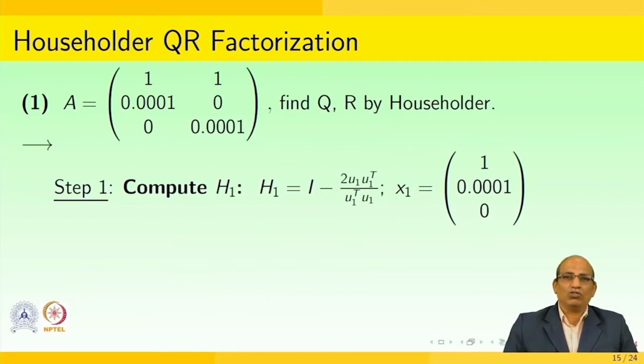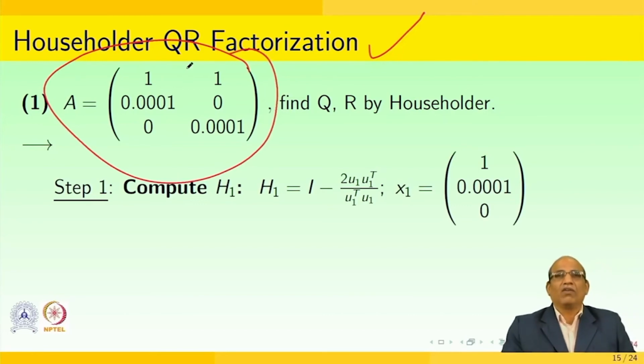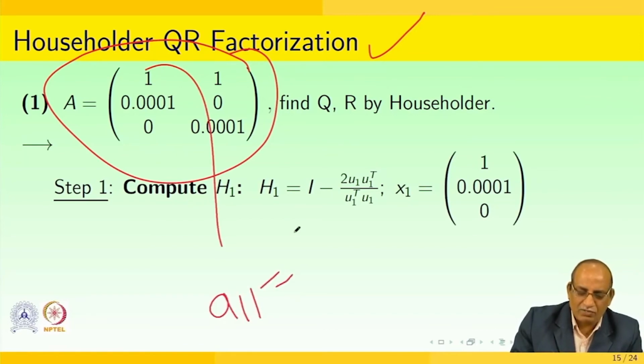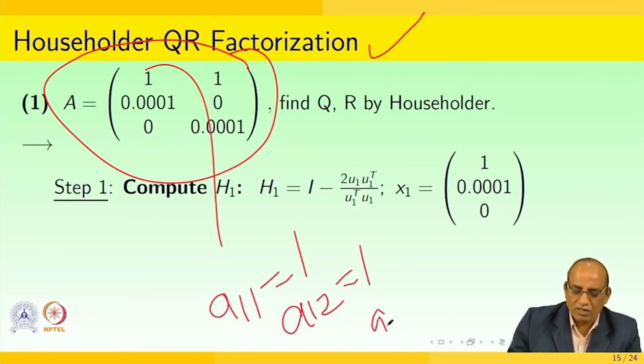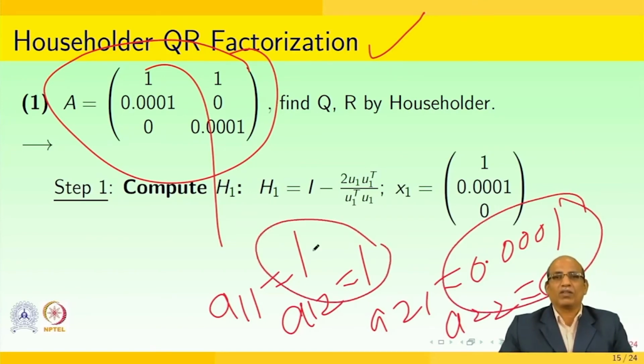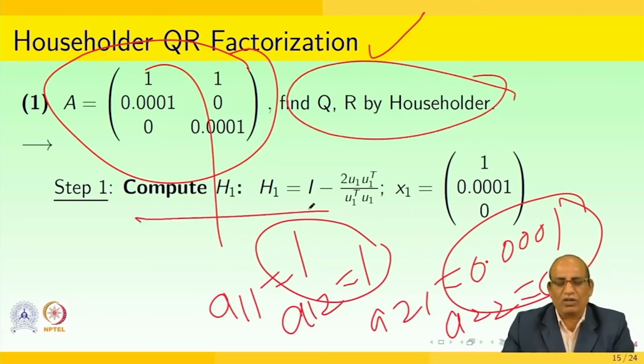So let us look into Householder QR factorization. The matrix A is a very sensitive matrix, because compared to this element, A11 is 1, A12 is 1, A21 is 0.0001, A22 is equal to 0. That means this is a very small element compared to 1. So by using the pure Householder method, we can compute H1. H1 is equal to I minus 2u1 u1 transpose upon u1 transpose u1, and x will be like 1.0010.